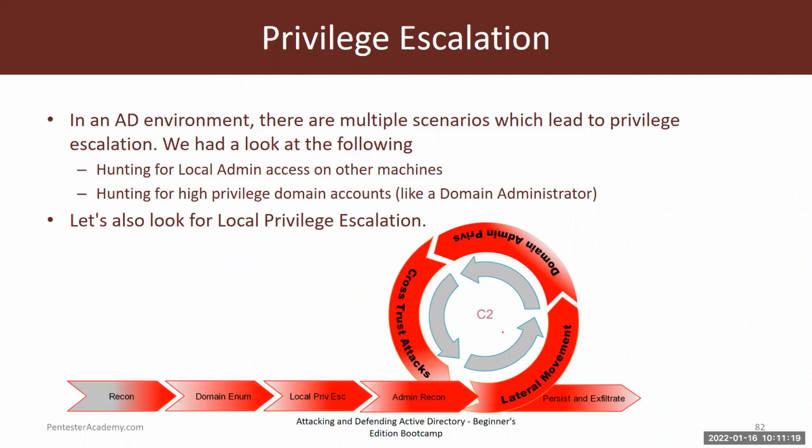And that wraps up our enumeration part. Now let's talk about local privilege escalation. In any Active Directory environment, there are multiple scenarios that may lead to privilege escalation. So we took a look at how we can hunt for local admin privileges, how we can hunt for high privilege domain accounts.